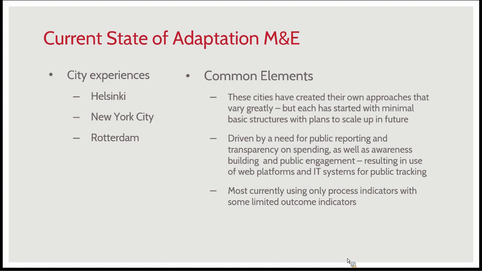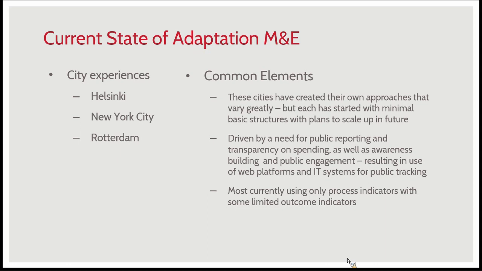I think Rotterdam is kind of the furthest along, and they are looking at a pretty complex set of indicators, like looking at changing risk, at achieving targets, looking at the inputs and outputs, and then looking at effectiveness, so outcome indicators for the multiple hazards that they show within their adaptation plan.